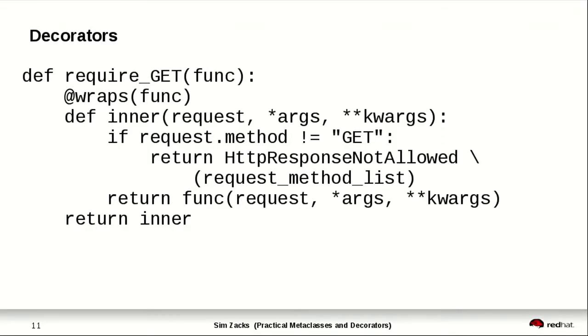And how does that work? So there's a function called require_GET, which takes the function reference as a parameter. And I'll talk about wraps in just a second.